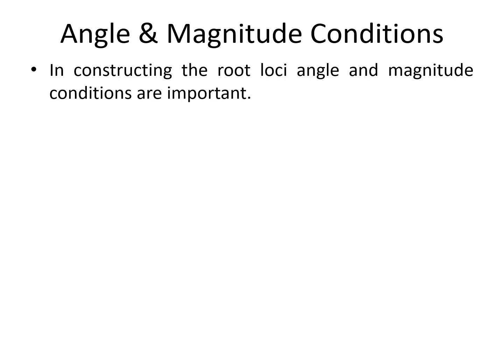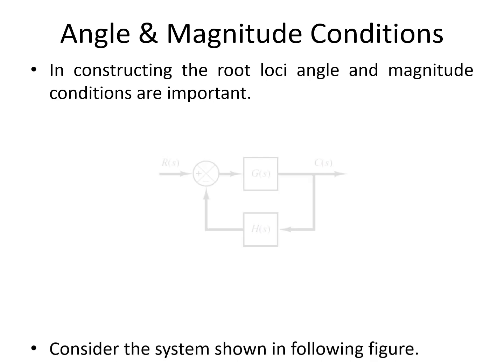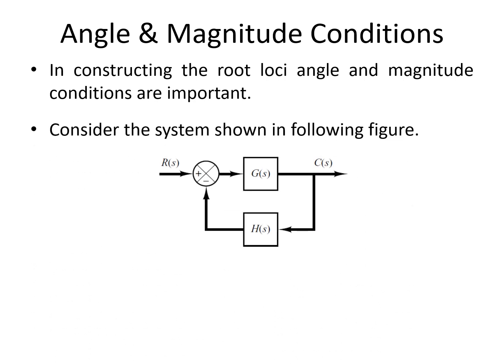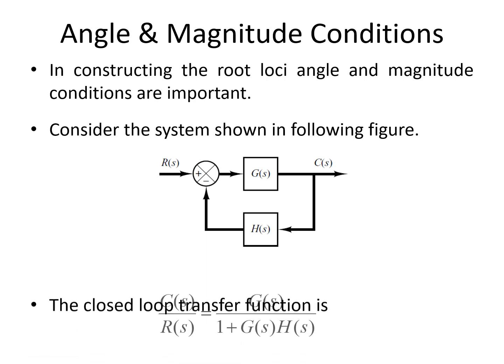Now let's start with the first basic concepts of the root locus diagram. Before starting the root locus diagram sketch, we need to verify two conditions, that is the angle and magnitude condition. In the construction of the root locus, the angle and magnitude conditions are very much important. Now let's see how to verify these two conditions for a closed loop system with open loop transfer function G of s and feedback H of s.